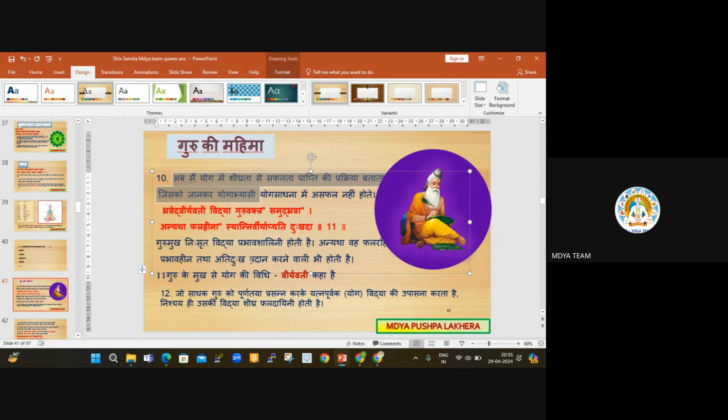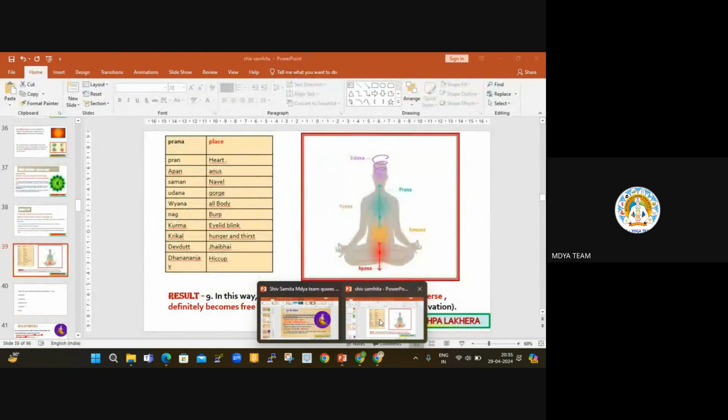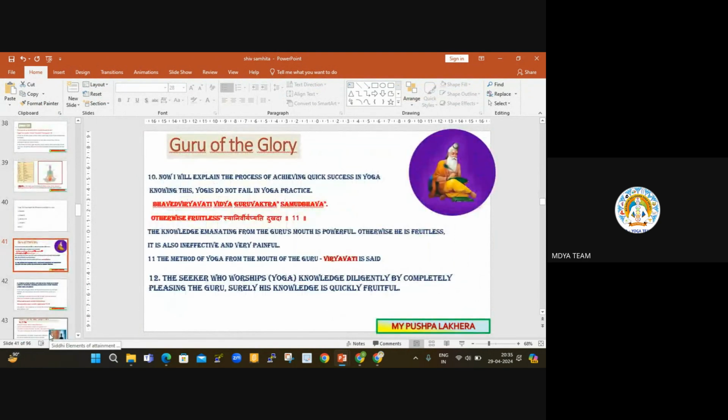So only the knowledge. Here one should need the knowledge of the guru and one should follow the guru's advice. So what is discussed here? The knowledge emanating from the guru's mouth is powerful, otherwise it is fruitless. One should follow whatever the guru is advising every time. If you are not following that, then it will be fruitless, or it will be weak and it will be painful.